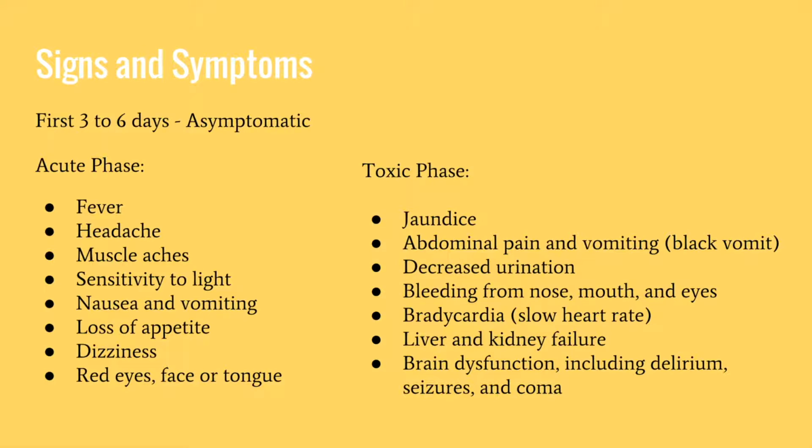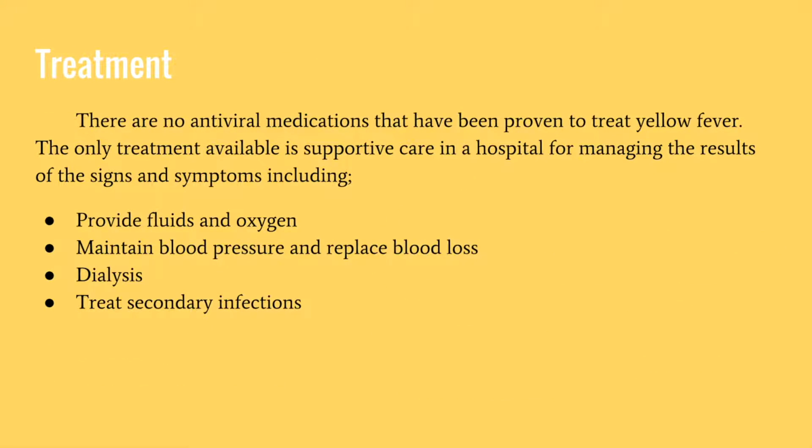Functional kidneys filter waste from the blood and remove it from the body through urination. As the kidneys fail, they are no longer capable of doing this, therefore the urination decreases. This also affects other systems because the waste and toxins that would be excreted through the urine remain in the blood. The symptoms of brain dysfunction, such as delirium, seizures, and coma, can also be attributed to the failure of the kidneys in yellow fever virus. There is a mortality rate between 20 and 50% for those individuals that progress to the toxic phase.